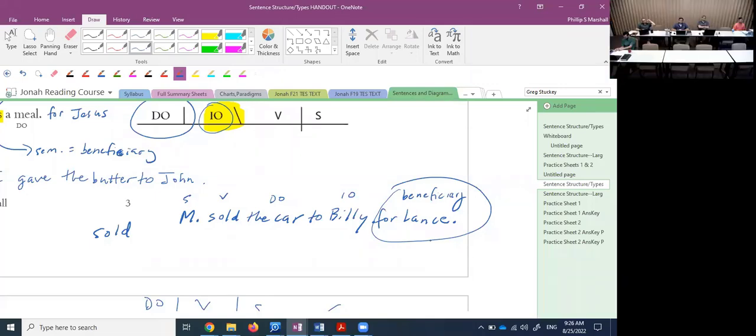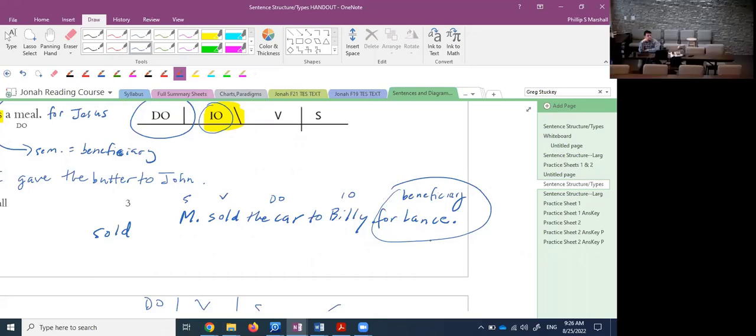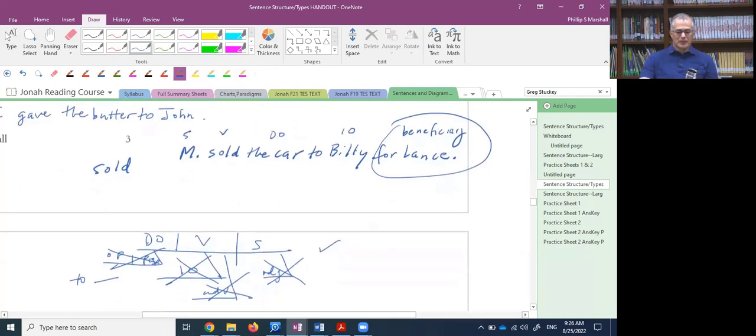So Dr. Marshall, with that being not obligatory, when you're diagramming that, would you put that phrase for Lance under the verb? Yes, it would go under the verb. So if I were diagramming this, it would look something like this: Mike sold, then to Billy here, and then the car, and then that would be for Lance.